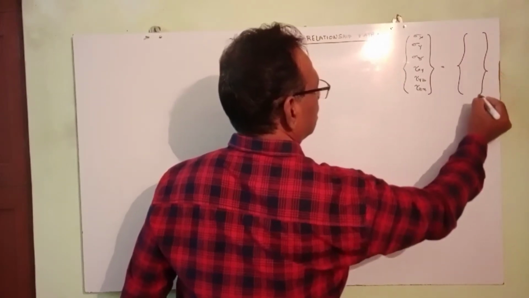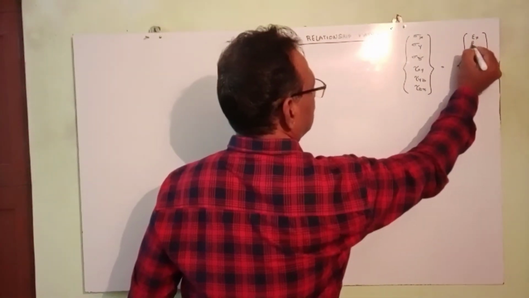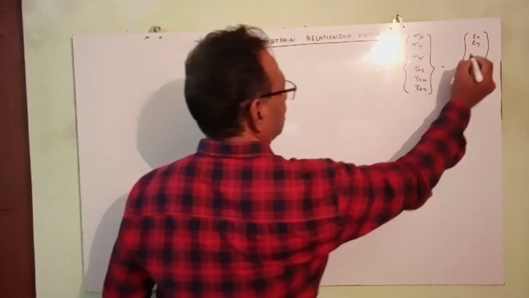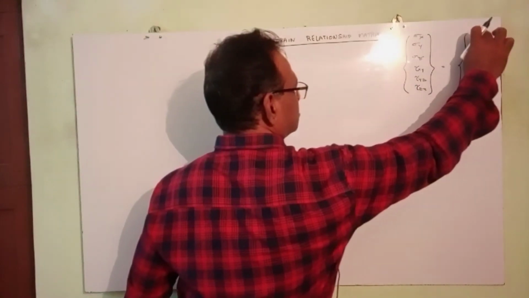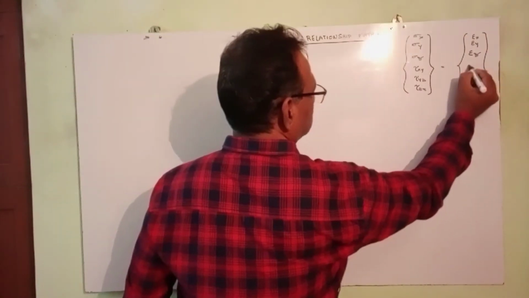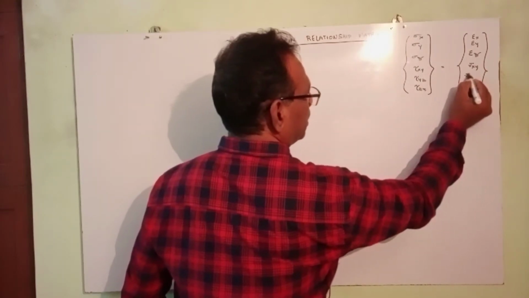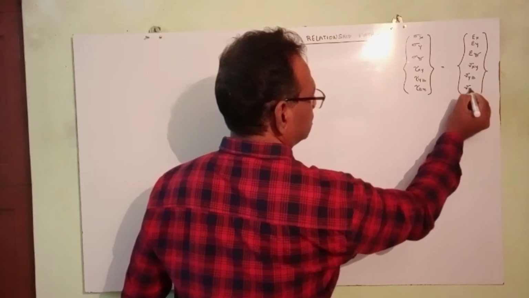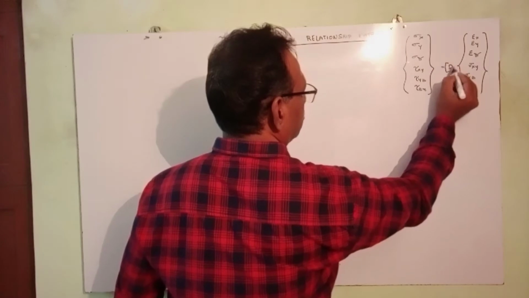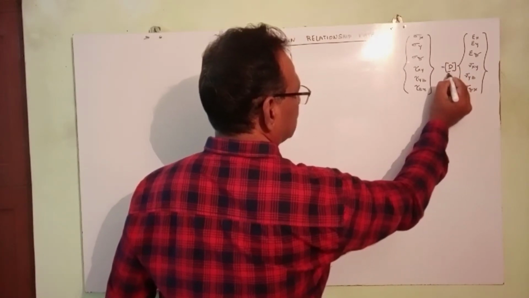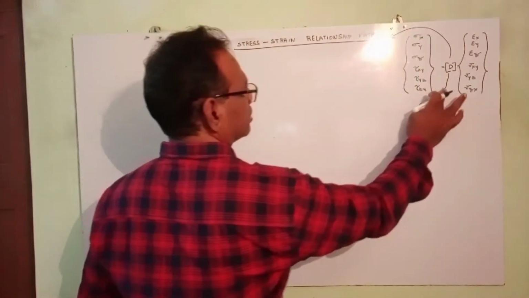Epsilon x is the linear strain in the x direction, epsilon y the strain in the y direction, epsilon z the strain in the z direction. These are the linear strains corresponding to the linear stresses. And tau xy corresponds to gamma xy, the shear strain, similarly gamma yz and gamma zx. With this relationship matrix, I am going to derive this matrix D. This is the matrix that I am going to discuss in this session.